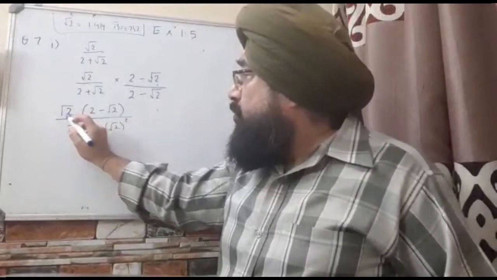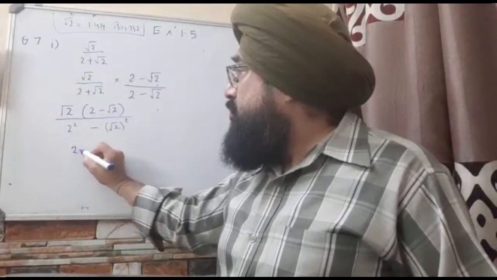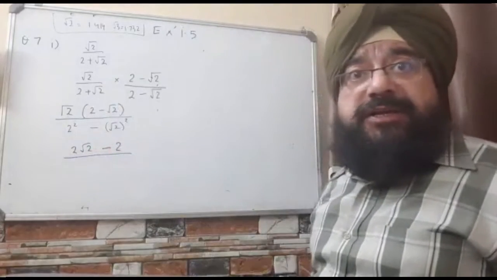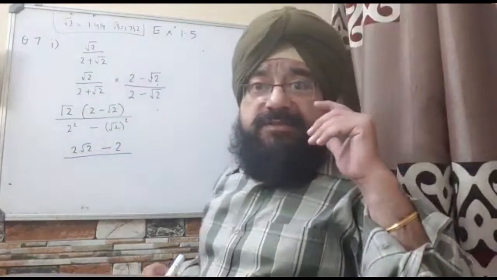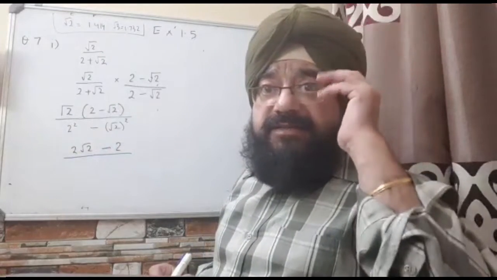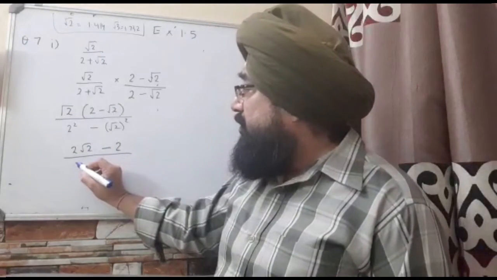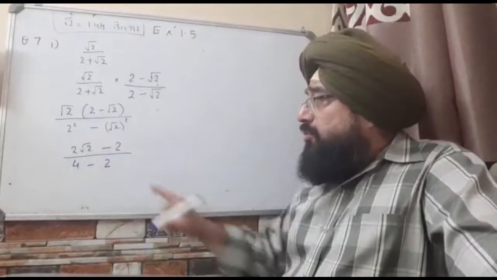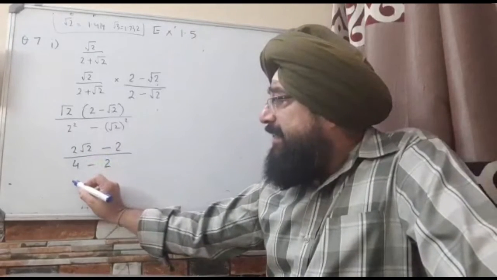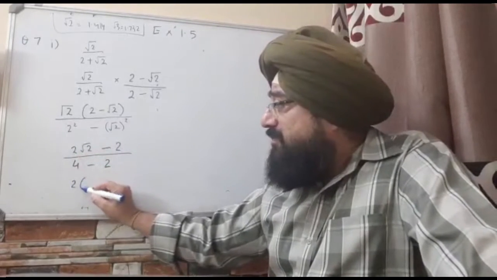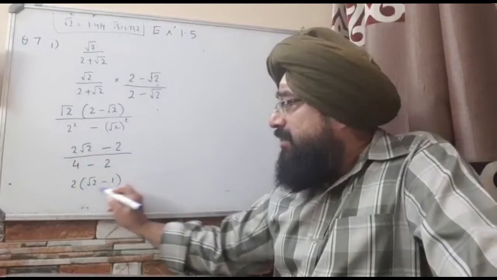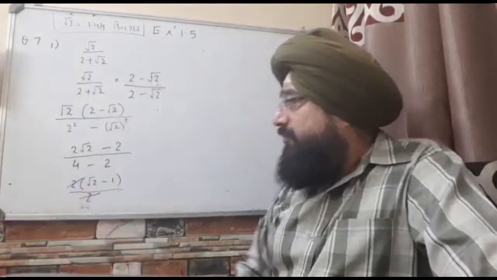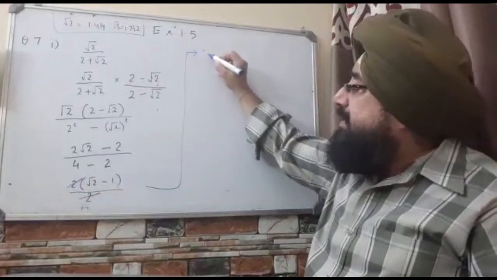So it becomes root 2 multiplied to these two terms of the bracket. It becomes 2 root 2 minus root 2 into root 2 is 2. So 2 square is 4 minus 2. Now see, if I take 2 common in the numerator, I get root 2 minus 1, and in the denominator, obviously 4 minus 2 is 2. So I can get this 2 rid of, and I get root 2 minus 1.